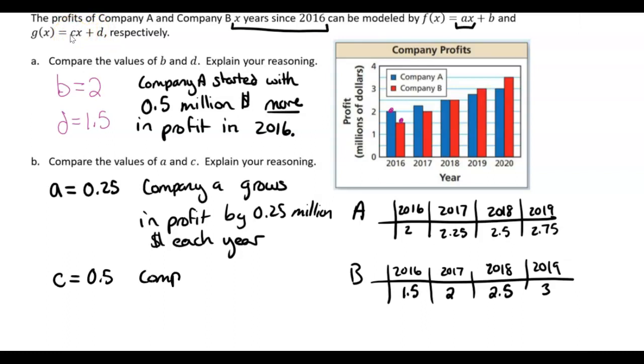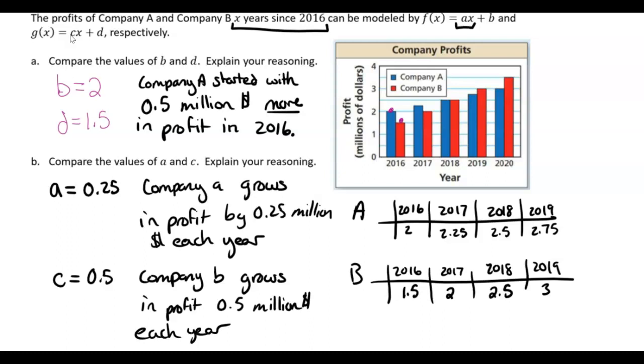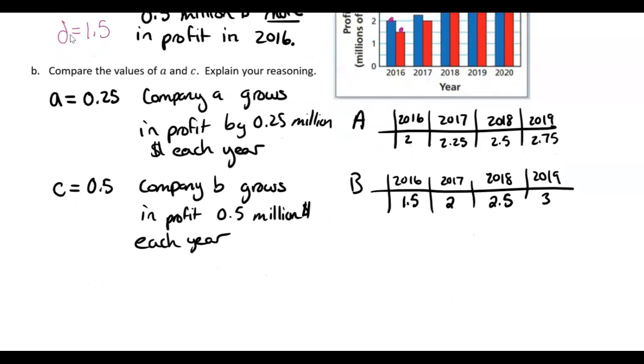So what that tells us is Company B grows in profit by $500,000 each year. And so that means when we compare them, Company B is increasing their profit twice as fast as Company A.